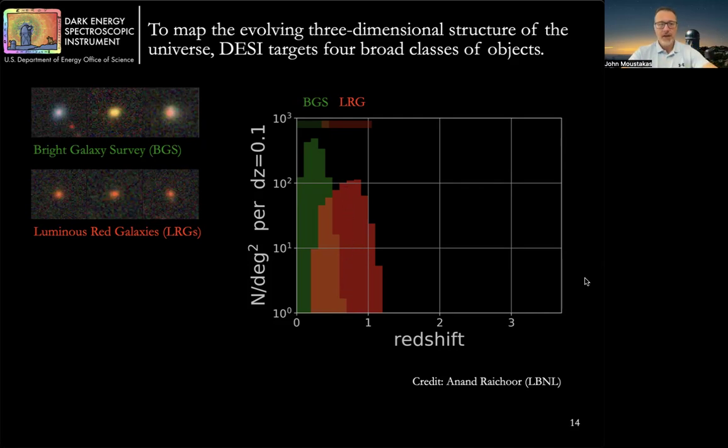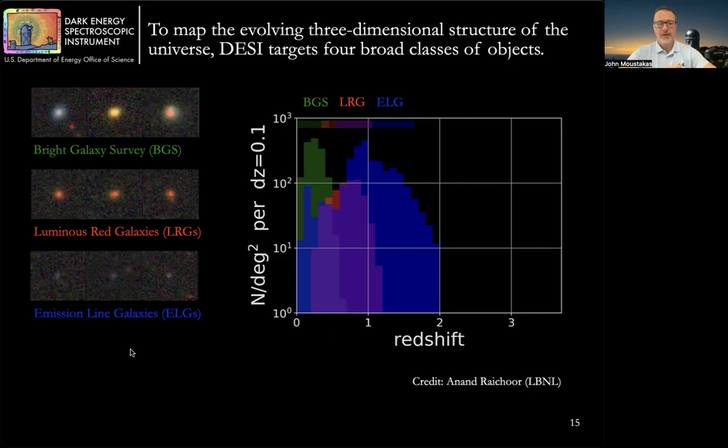Then to go even higher in redshift, we target so-called emission line galaxies. So these objects tend to have strong emission lines indicative of star formation. They are among the faintest objects that we target. But one particular feature that allows us to measure their redshift very precisely is the singly ionized oxygen line of forbidden transition called the O2 doublet.